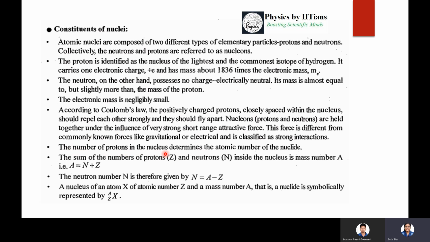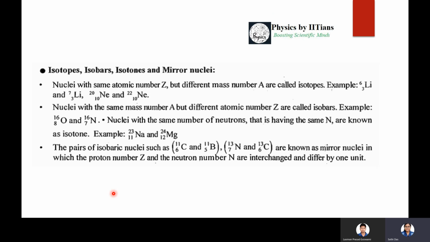The number of protons in the nucleus determines the atomic number of the nucleus, and the sum of the numbers of protons, denoted as Z, and neutrons, denoted as N, inside the nucleus is the mass number. So A equals N plus Z, and the neutron number N is A minus Z. We can denote a nucleus symbolically by ZXA, where X is the atom, Z is its atomic number, and A is its mass number.